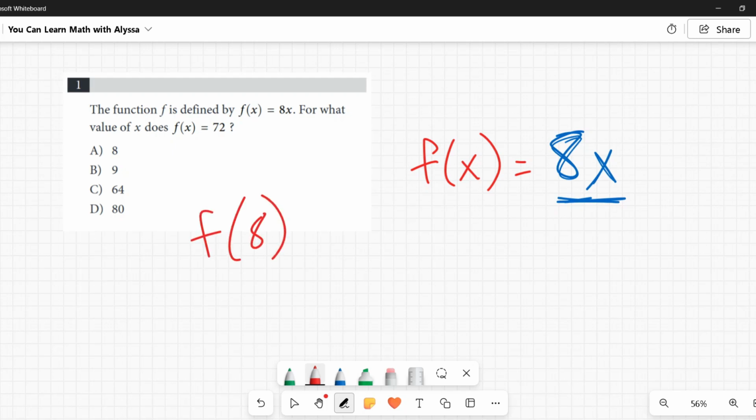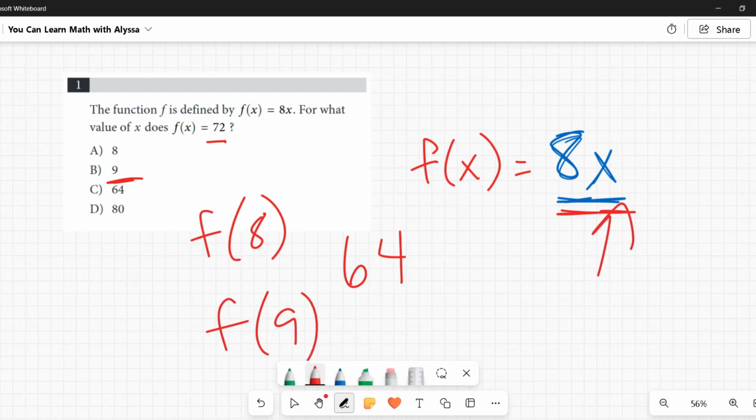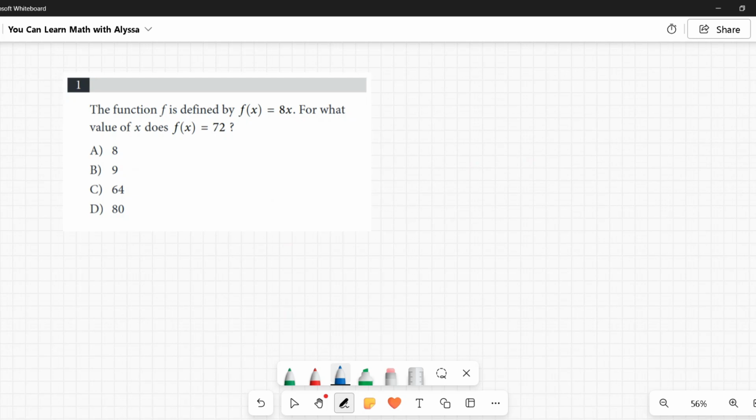What is f of 8? 8 times 8 is 64. That is not 72. All right, how about 9? What is f of 9? I plug it in there for x. 8 times 9 is 72. Oh, there we go. That's B. That's my answer.